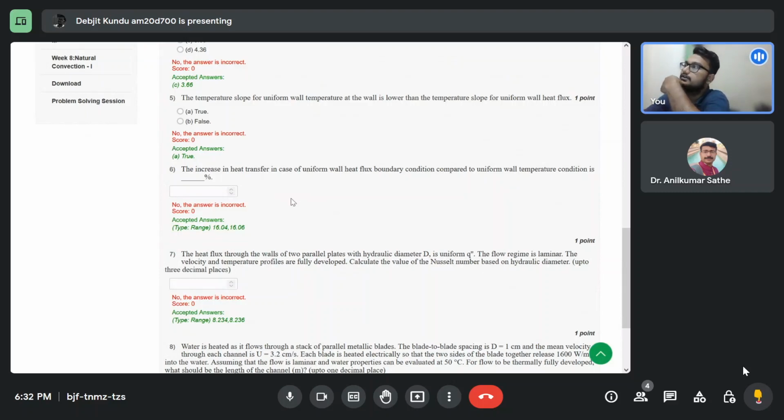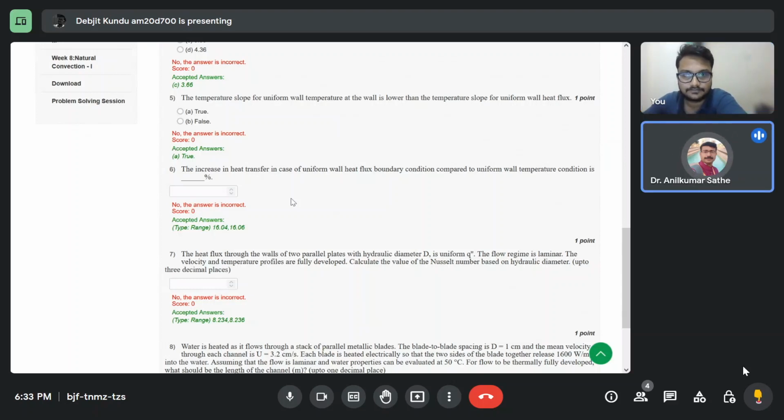Okay. So here it's not mentioned whether it's a flat plate channel flow or a circular tube. It could be both. That is not mentioned, and the answers will be different for both. Okay, I think we discussed this the last day also, no?